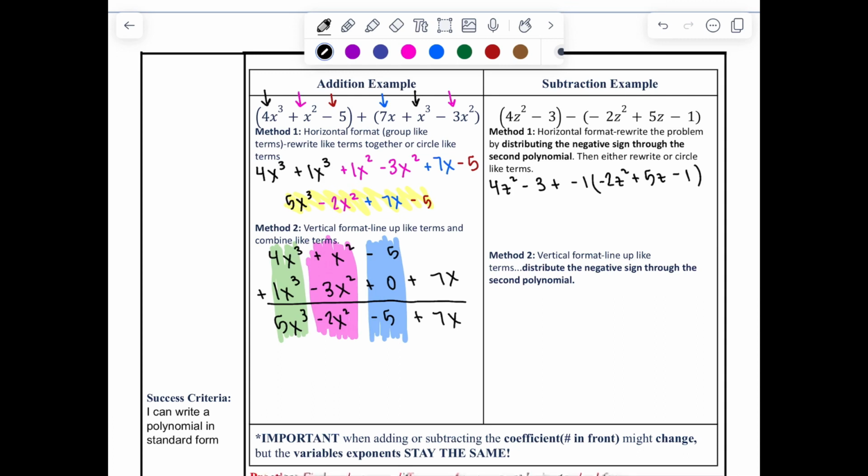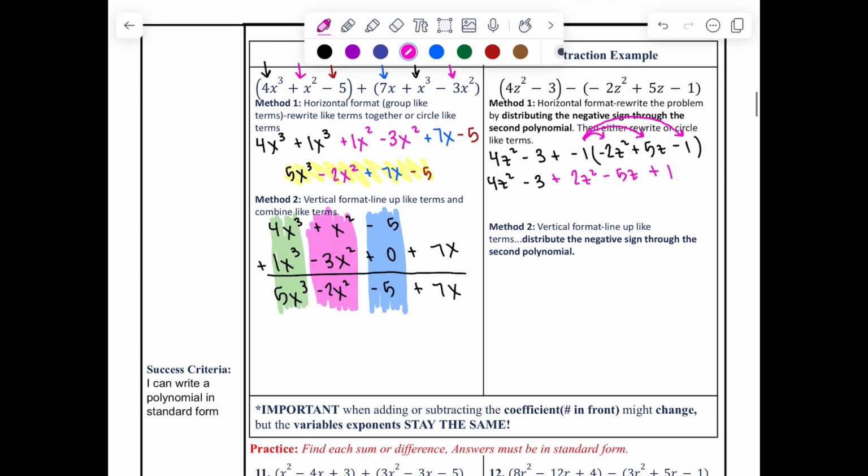Because what's going to happen now is all of these terms in the second expression are going to go ahead and change value. So copy down 4z squared and negative 3. Now I have to distribute. Negative 1 and negative 2z squared make positive 2z squared. Next, negative 1 and positive 5z make negative 5z. And then the last term is negative 1 and negative 1, and together those make positive 1. I've done the distribution, awesome.